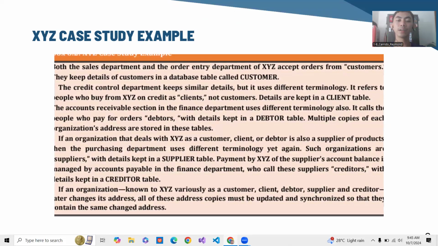Bale dito sa case study na to is sa isang company siya. So a customer, client, or debtor is also a supplier of products. Then the purchasing department uses different terminology yet again. Sa other organization ay supplier with details kept in a supplier table. Payment by XYZ of the supplier account balance is managed by accounts payable in the finance department. So who calls these suppliers? Creditors, with details kept in a creditor table.